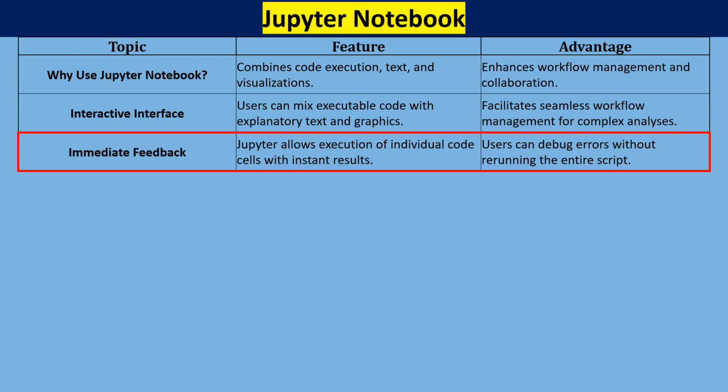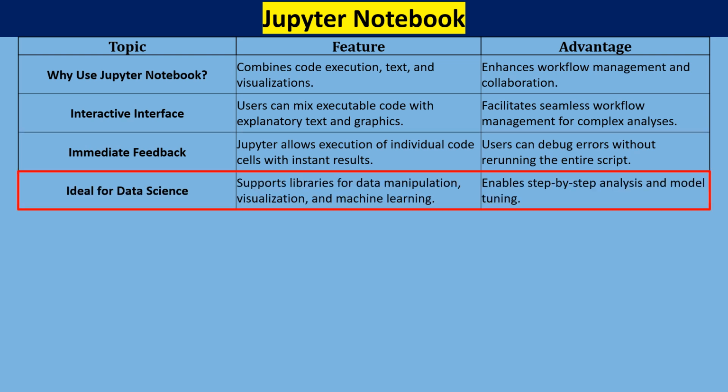Instead of executing the full script for small changes, users can modify a single cell and rerun it. This speeds up testing and debugging, improving efficiency. A data science workflow involves multiple steps: data cleaning, transformation, and analysis. Jupyter allows execution of each step separately, making it easy to track progress and optimize models.